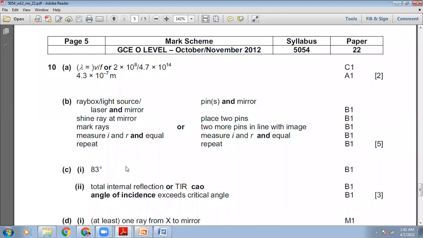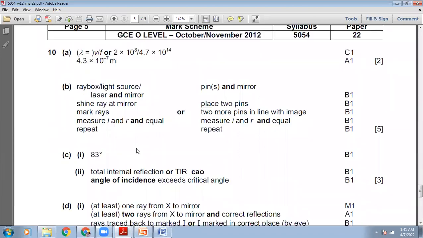So now let's look at the marking scheme, what the marking scheme has to say. It says you can use a ray box for the light source, laser and mirror, and pins and mirrors can also be used. Shine the ray at the mirror, measure the angle of incidence and angle of reflection, and they will be equal. For pins, it says pins and mirror, place 2 pins, 2 more pins in line with the image, measure i and r, and they are equal, and repeat.